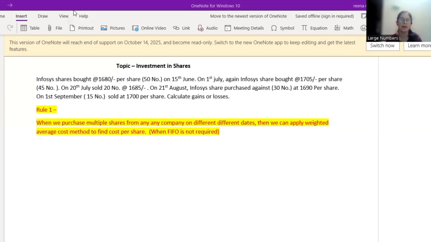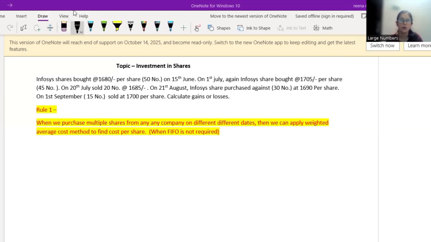So let's take an example of Infosys company. You went to Infosys company and purchased 50 shares at the rate of 1680 per share. First of all, find out how much money you have paid. So purchase price. On which date did we do this transaction? The date was 15th June. So on 15th June, I purchased 50 shares at the rate of 1680 each share.